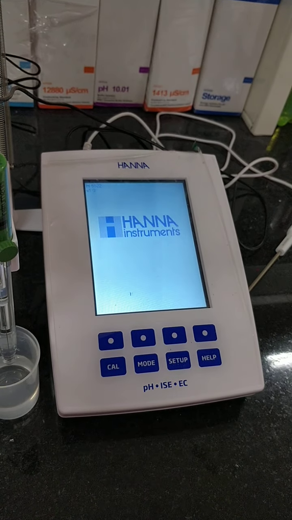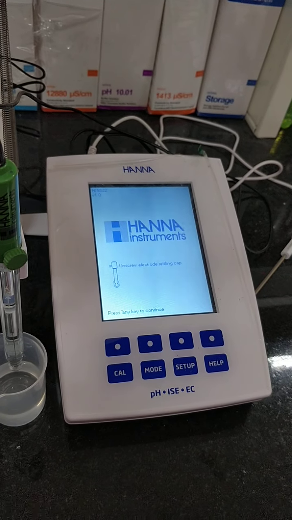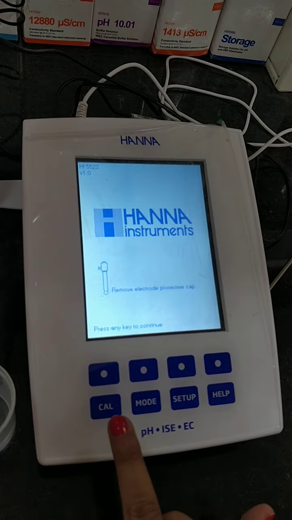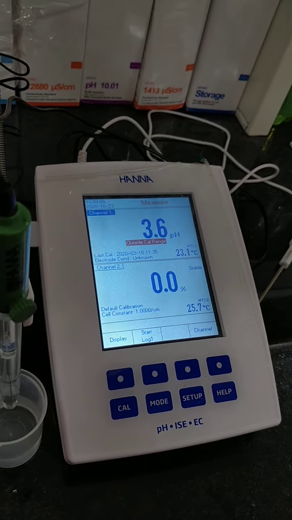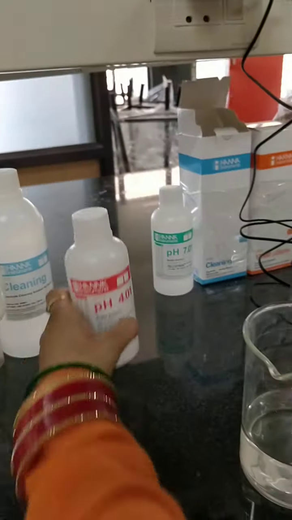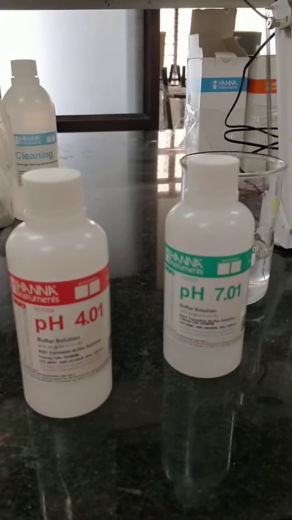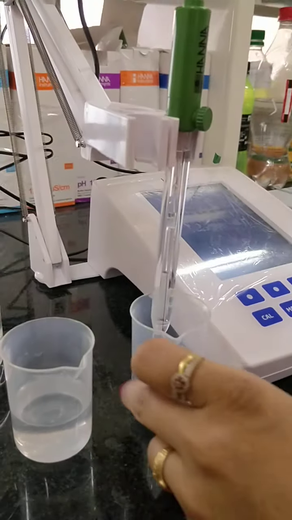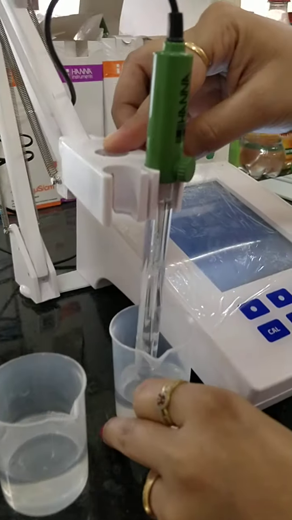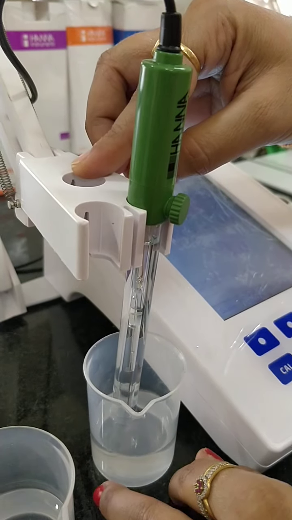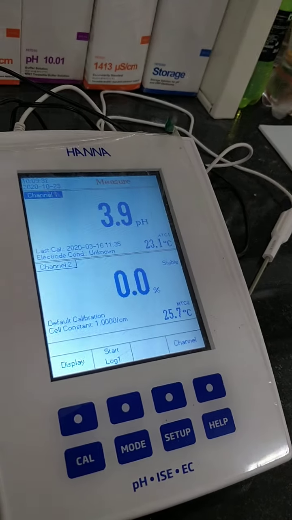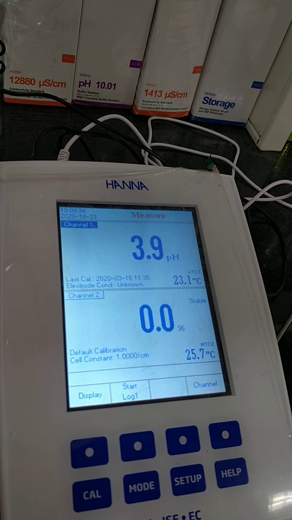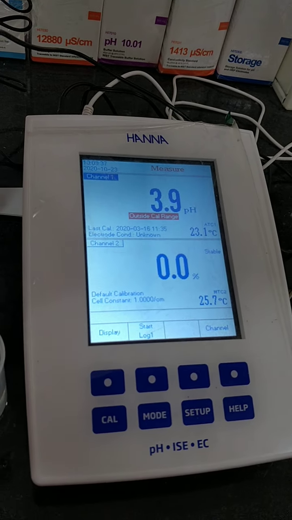To start with the practical, firstly we have to calibrate the instrument. While going through calibration, we have to use the standard solution of pH 4 and pH 7. We have already taken the pH 4 solution in a beaker and we are going to calibrate this by dipping the electrode in the pH 4.01. When we get the stable reading, the calibration is completed.